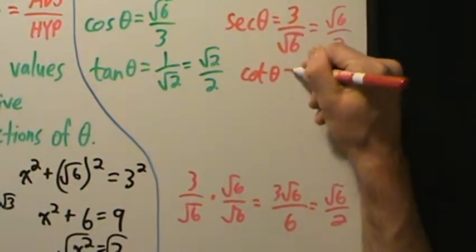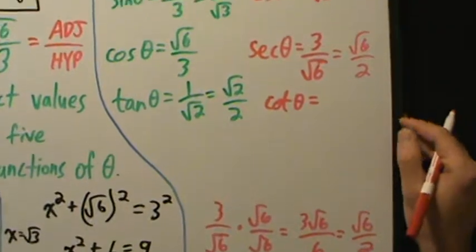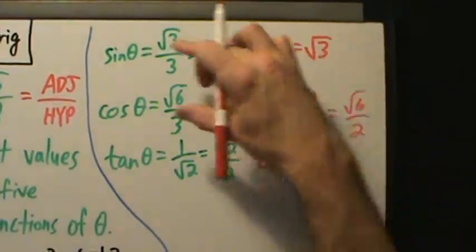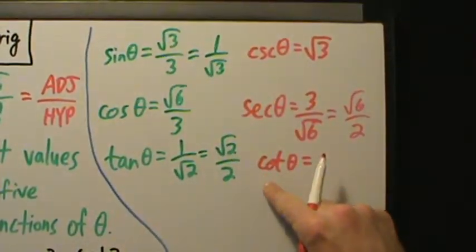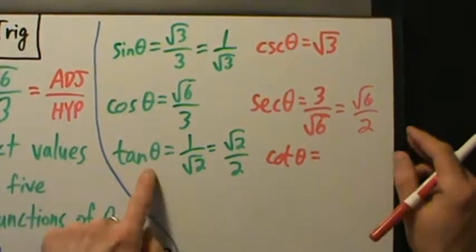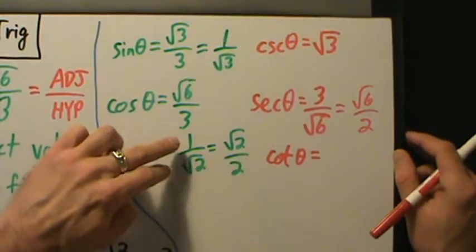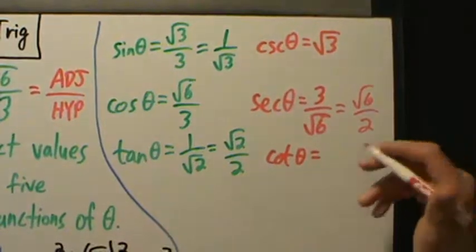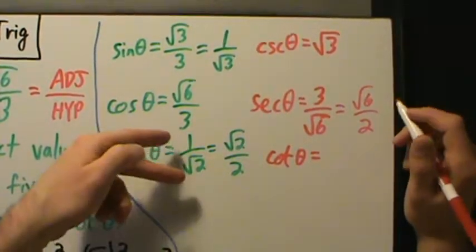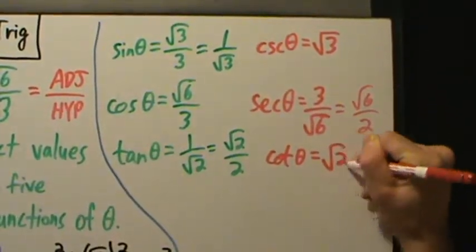Cotangent of theta is, so just like these two were reciprocals of these two guys here, cotangent of theta, remember that's the reciprocal of the tangent of theta. So if tangent of theta is 1 over root 2, we just take the reciprocal and we get the cotangent of theta. So 1 over root 2, the reciprocal is root 2 over 1, which is just root 2.